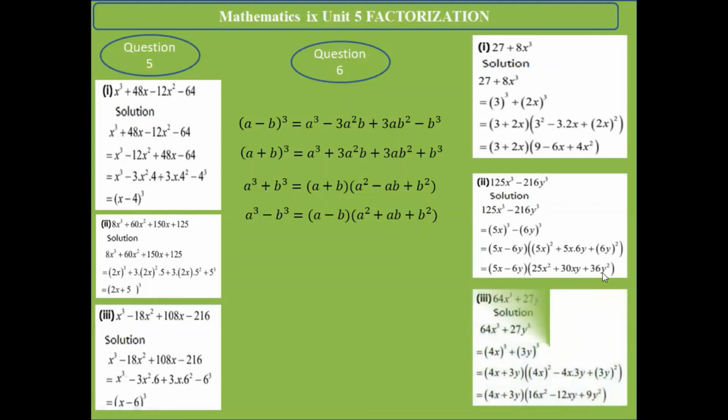Part 3, 64x cube plus 27y cube. We have to use the formula a cube plus b cube. Here 64x cube can be written as (4x) cube, and 27y cube can be written as (3y) whole cube. Now we can utilize this formula, which is equal to (a plus b) times (a square minus ab plus b square). So (4x plus 3y)((4x) square minus 4x times 3y plus (3y) whole square). So this can be written as 16x square minus 12xy plus 9y square.